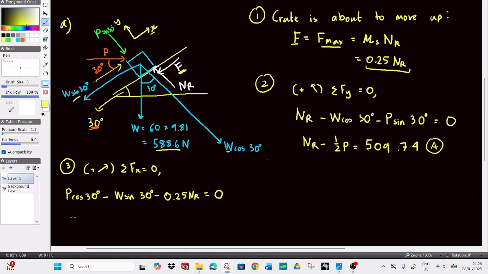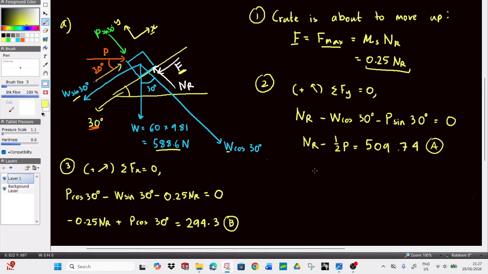So we'll end up having negative 0.25 NR plus P cosine 30 is equivalent to W sine 30. So W we already know is 588.6 sine 30, so we'll be having 294.3. All right, so that is your equation B. So let's not confuse ourselves with A here. This is more of an equation B, but I'm going to write it here itself. Equation B.